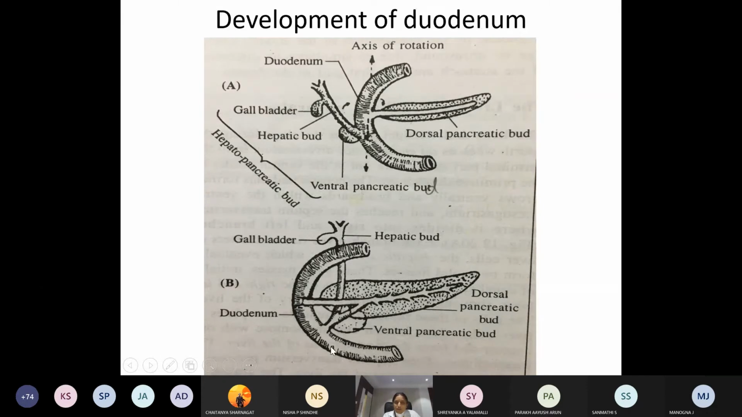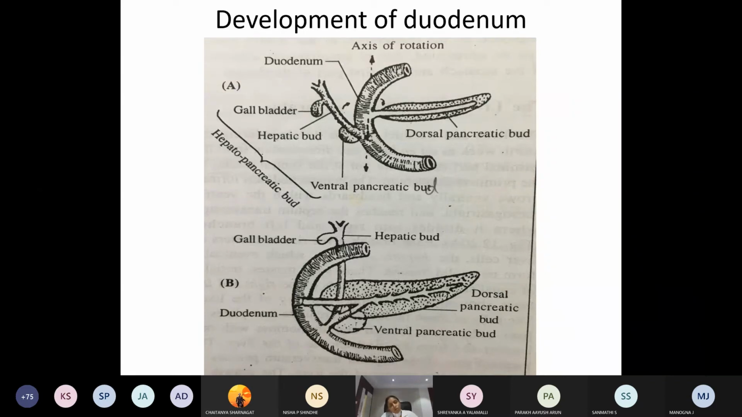Then after the rotation, can you see here? This is the hepatic bud which was seen anterior, that has become posterior now. So that is why you see the opening of the hepatic bud in the posteromedial wall of the duodenum. Clear? Posteromedial wall of the second part of the duodenum. So here, because of axial rotation, there will be movement of the hepatic buds.